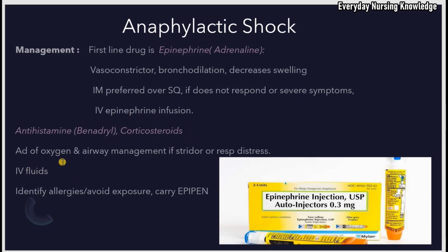Other measures involve administration of oxygen to prevent hypoxia. Airway management. If the patient has stridor or respiratory distress, emergency intubation may become necessary. IV fluids for hydration. And the most important is to identify the allergies and teach the patient to avoid exposure to these allergens. If the patient has a history of multiple anaphylactic reactions in the past, the patient may be prescribed to carry an EpiPen at home. EpiPen delivers a dose of epinephrine. At home, the patient can self-administer and the patient has to call 911 or seek medical help as soon as possible.